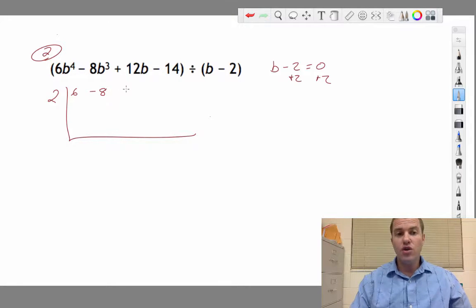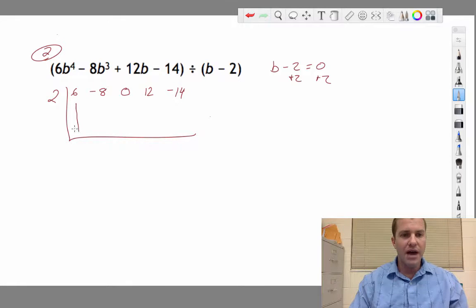So you do need to have a spot for that, and it's important to put that 0, just like in long division. I have to have that 0 there for that b squared spot. And then I have 12b to the first, and -14 is my constant.